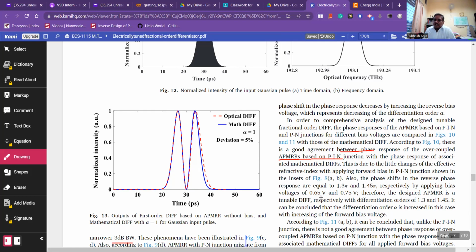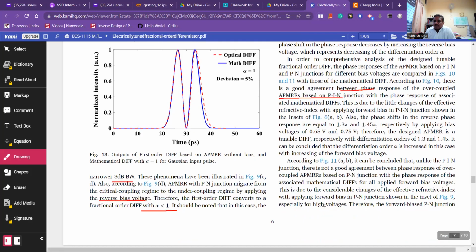This is due to the little change of effective refractive index with applying forward bias in PIN junction shown in figure set 8AB. Also, the phase shifts in the forward bias response are equal to 1.3 pi and 1.45 pi respectively by applying bias voltages of 0.65 volt and 0.75 volt. Therefore, the designed APMRR is a tunable differentiator with differentiation orders of 1.3 and 1.45. It can be concluded that the differentiation order alpha is increased in this case with increasing of the forward bias voltage.